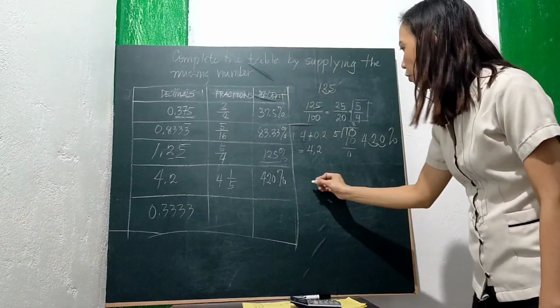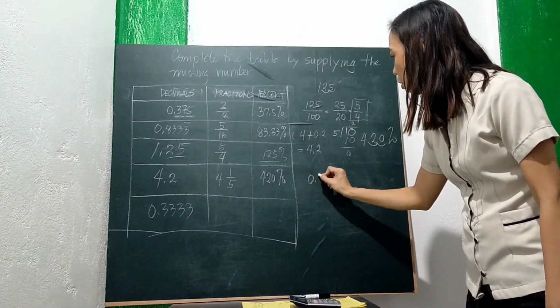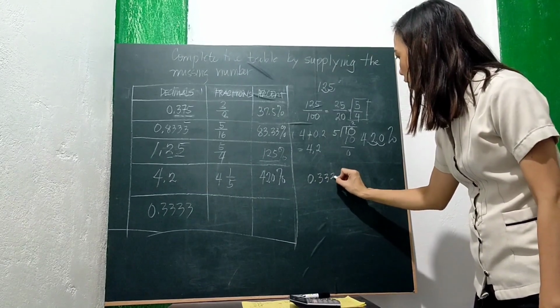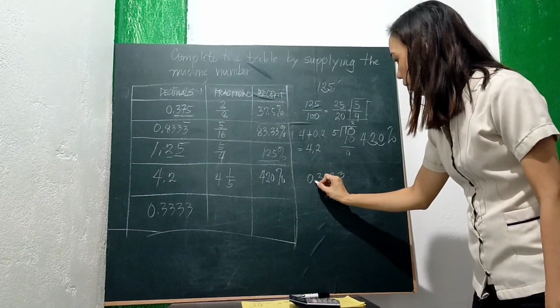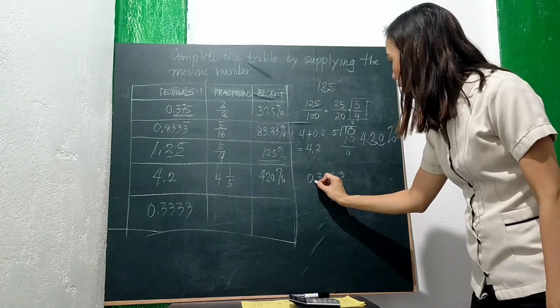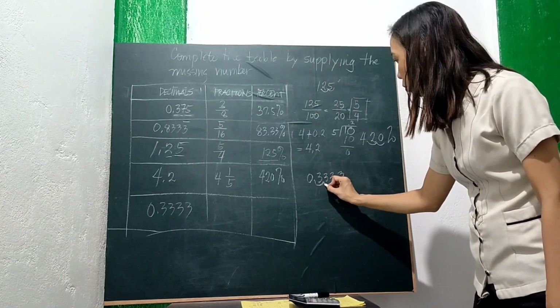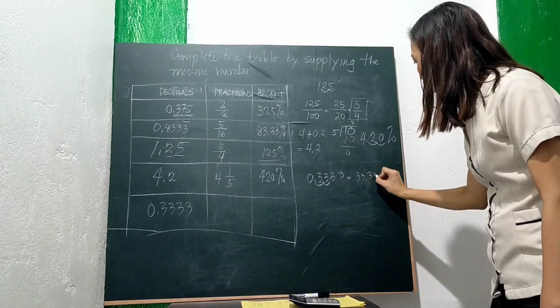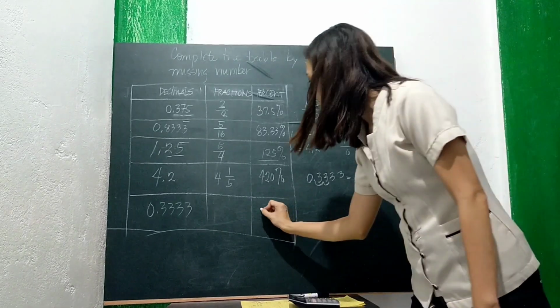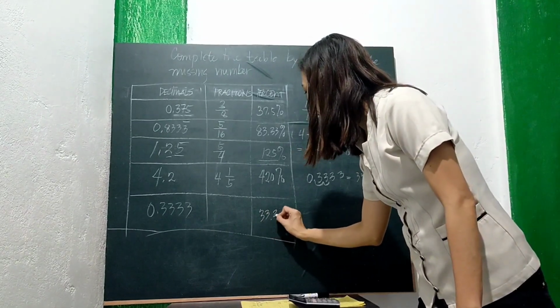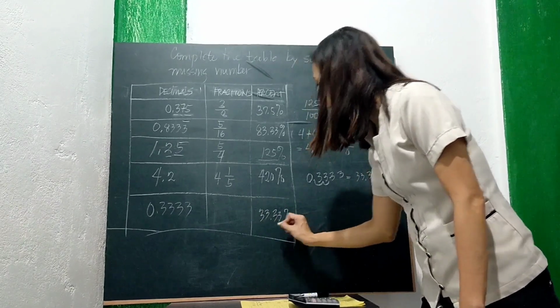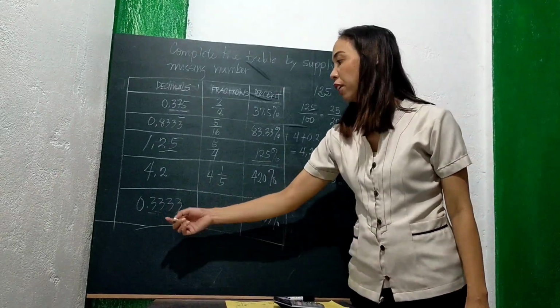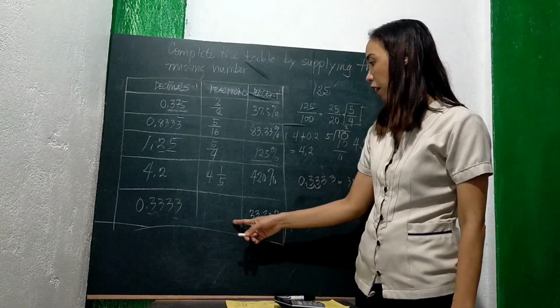Okay, next, last. 0.3333. So, convert this into percent. We have 0.3333. Move the decimal point 2 places to the right. 1, 2. The answer is 33.33%. Okay, now we will convert this into fraction.